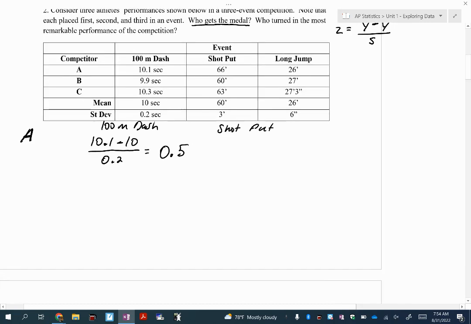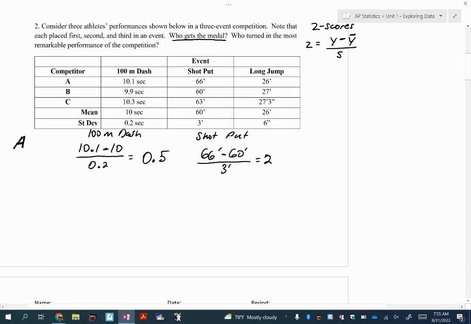Competitor A put the shot 66 feet minus the mean of 60 feet over 3 feet. So when I subtract that, I get 6 divided by 3, which is 2. You'll notice I don't have any units when I do these z-scores. The idea is that the units, and I'm using air quotes there, it's not really units, but whenever you calculate a z-score, that's telling you how many standard deviations away from the mean your actual data value was. So the farther away you are, like positive 2 compared to 0.5, the person's shot put distance is more unique than their 100-meter dash time.